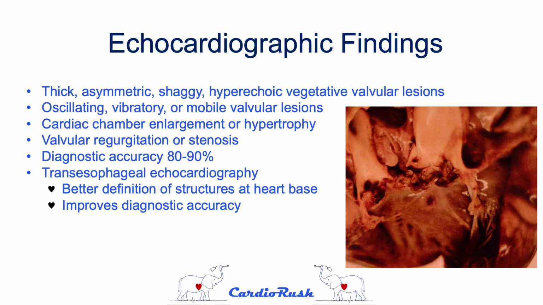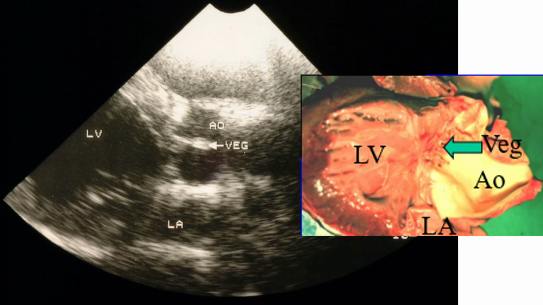Transesophageal echocardiography can also be done, and this may allow better definition of structures at the heart base and may improve diagnostic accuracy, although transesophageal echocardiography requires anesthesia in order to accomplish in dogs and cats. Again, this picture here on the right shows an open left ventricle with the normal aortic valve region here, the aorta, and then a vegetative lesion on the other aspect of the aortic valve. Again, we have the left ventricle open here and the vegetative lesion on the aortic valve.